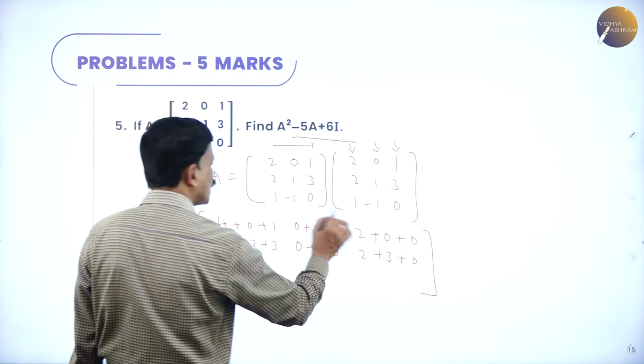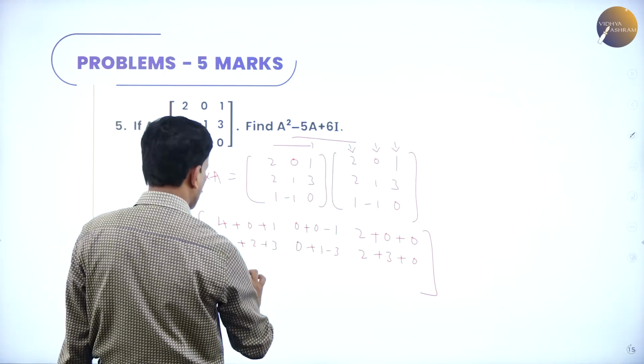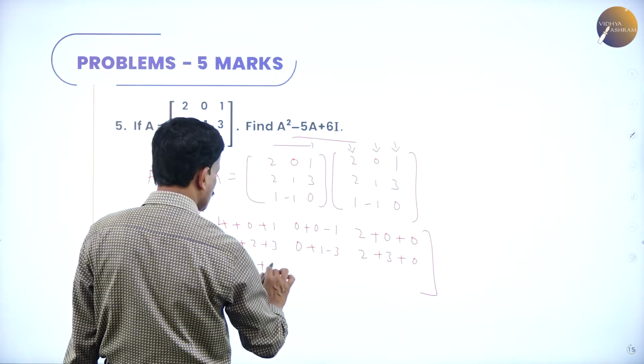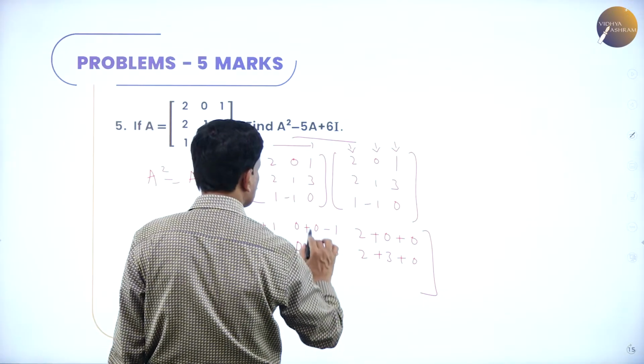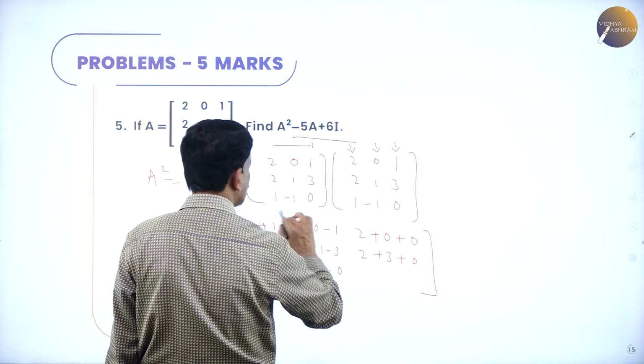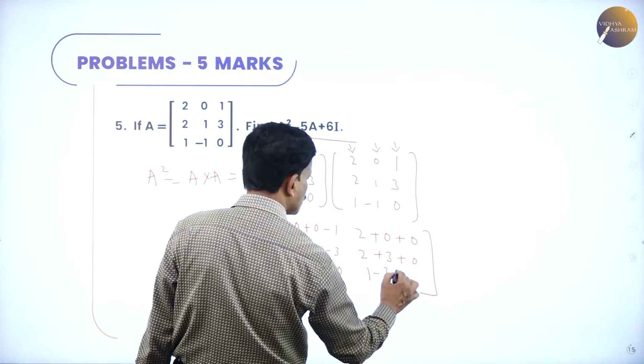Again last row, first column, second column, third column. 1 2s are 2, minus 1 2s are 2, plus 0 into 1 is 0. 1 into 0 is 0, minus 1 into plus 1 is minus 1, minus 0. Again last row, last column: 1 1s are 1, minus 3, plus 0.